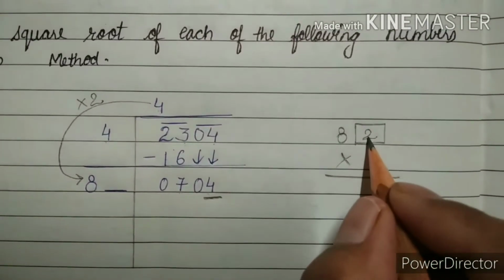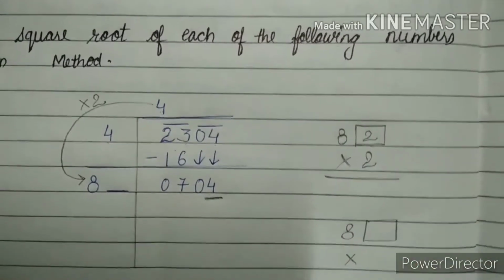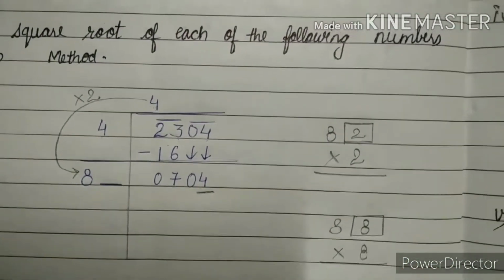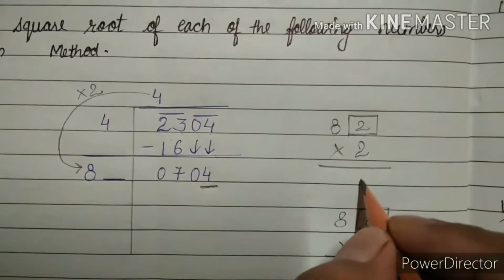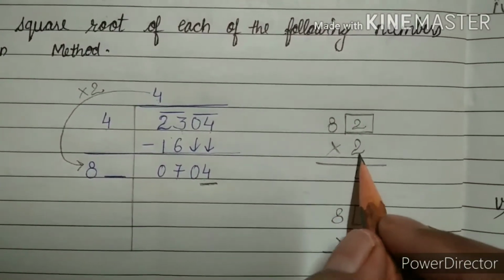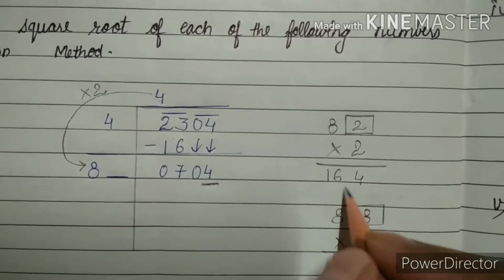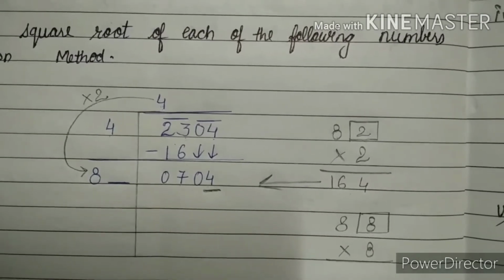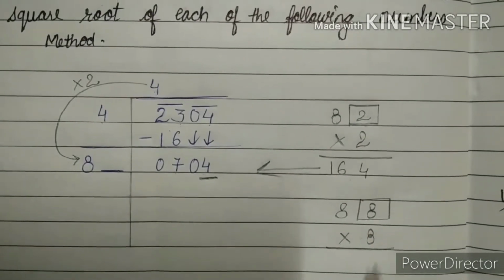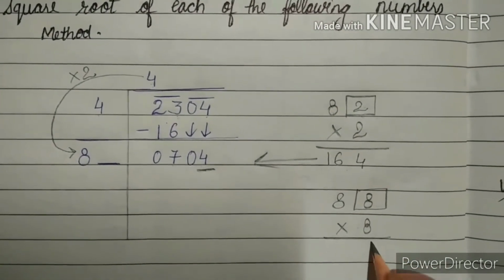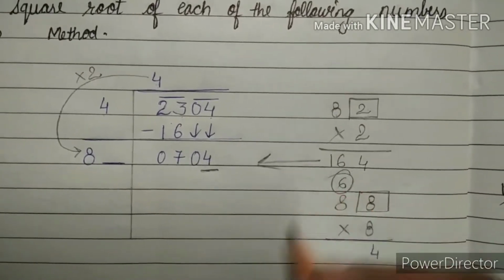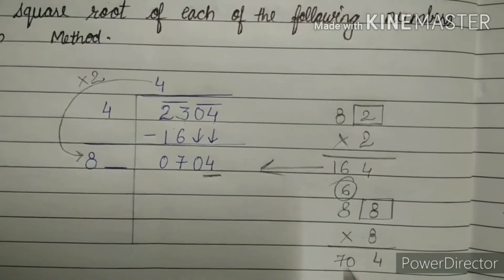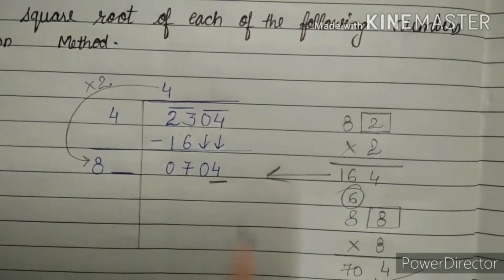So here it is 2, and here also we have to put 2. If here we put 8, then here also we have to put 8. 2 2s are 4, 2 8s are 16. So 164, that is less than 704. Let's see for 8. 8 8s are 64, 4 downside, 6 above side. 8 8s are 64 plus 6, 704. That is exactly equal.